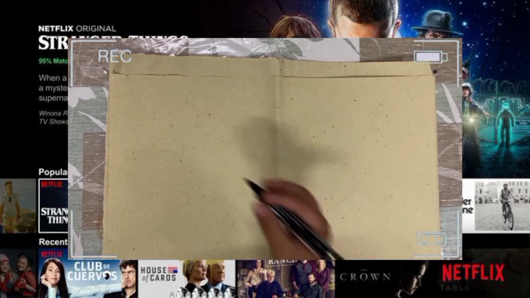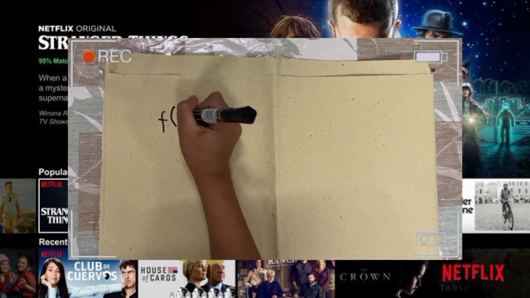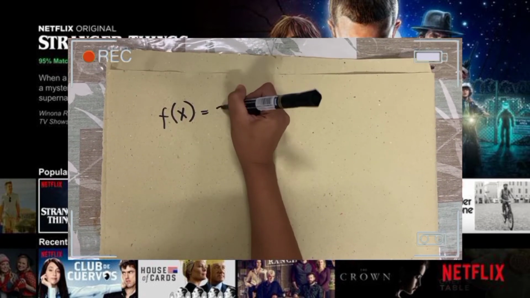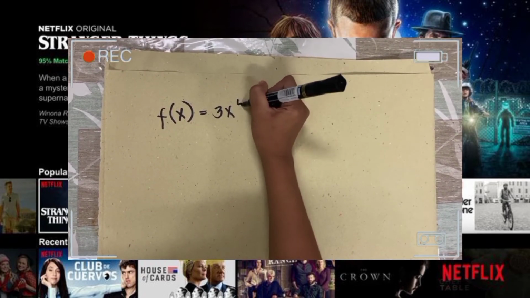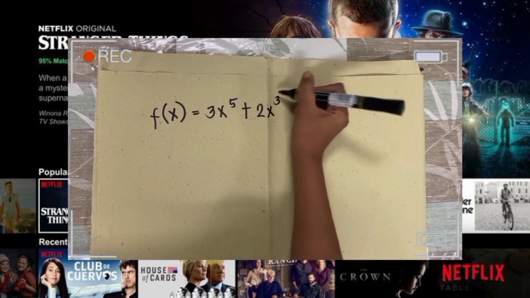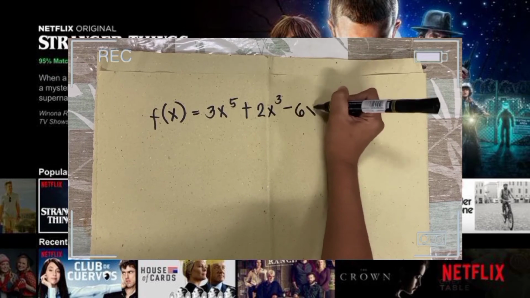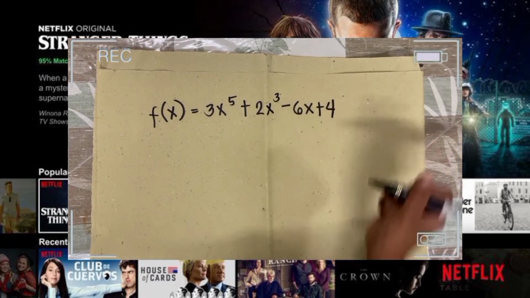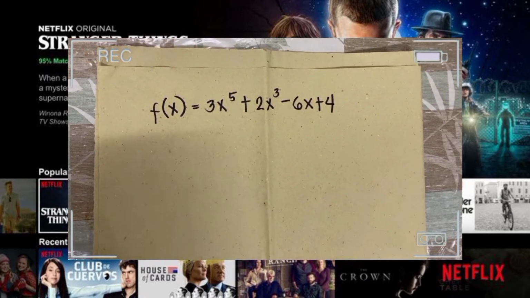Today, we are going to determine the second derivative of a function. Let's say our function is f of x equals 3x to the power of 5 plus 2x cubed minus 6x plus 4. We need to start with the first derivative.